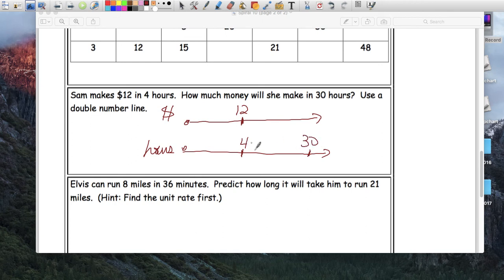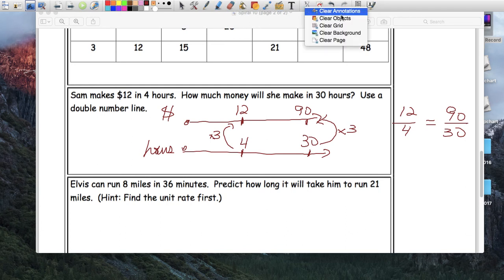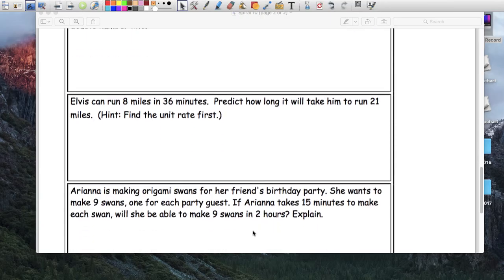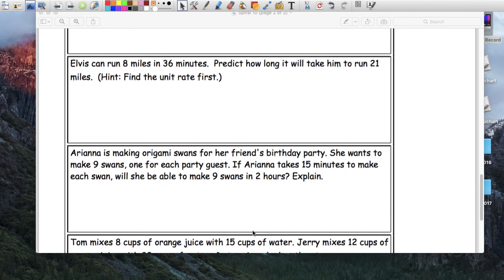You see a relationship going from 4 to 30? No, nothing multiplied by 4 gives you 30. But what about up and down? What multiplied times 4 gives you 12? Times 3. So over here, to find the number on top would be times 3, which is 90. So times 3, 90. Okay. That's about it for that one. Erase, move down. Elvis can run 8 miles in 36 minutes.